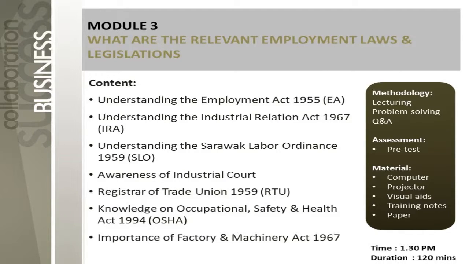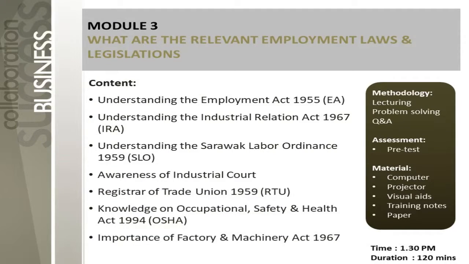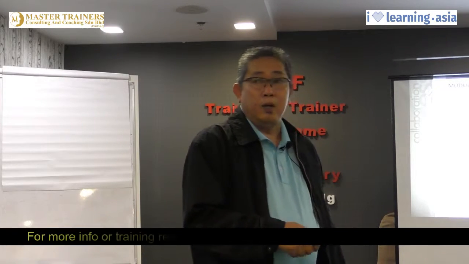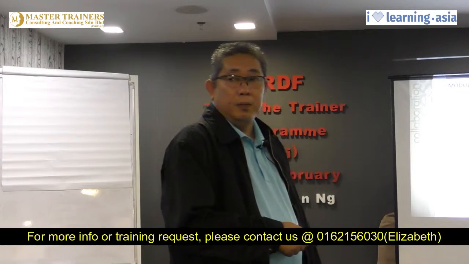Module 3 covers the relevant employment laws and legislation. We will not go into depth, but there are relevant sections of the Acts that you need to know as a practitioner. That means understanding the Employment Act 1955, the Industrial Relations Act 1967, and the Sarawak Labour Ordinance for Sarawak, because Sabah has its own labour ordinance. It also covers awareness of the Industrial Code, the Registrar of Trade Unions, knowledge of the Occupational Safety and Health Act 1994, and the importance of the Factory and Machinery Act 1997. I don't have the Employment Act here, but it will be shared during the session itself, because for Sarawak the SLO is more applicable.